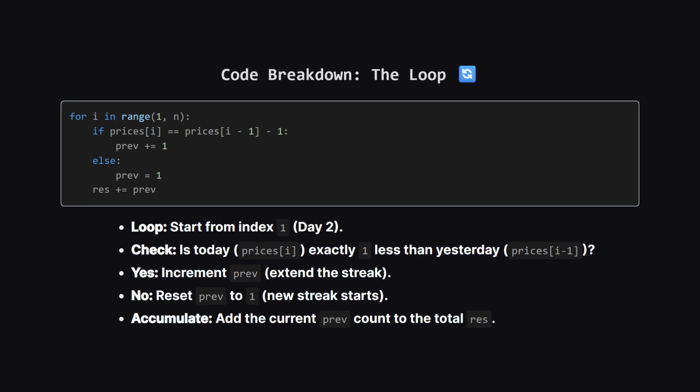If it didn't drop by exactly 1, we hit the else block, and we reset previous back to 1. This means the streak is broken, and we're starting fresh with just the current day. Finally, regardless of what happened, we add the value of previous to our total result, res. This adds up all the valid periods ending on the current day.